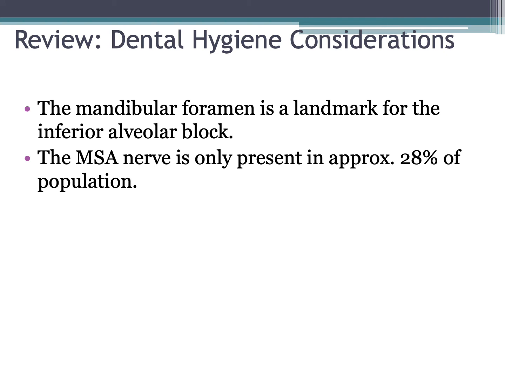The middle superior alveolar nerve is only present in approximately 28% of the population. The middle superior alveolar nerve supplies the pulps of the premolar teeth, the mesial buccal root of the first molar, and the accompanying buccal tissue.